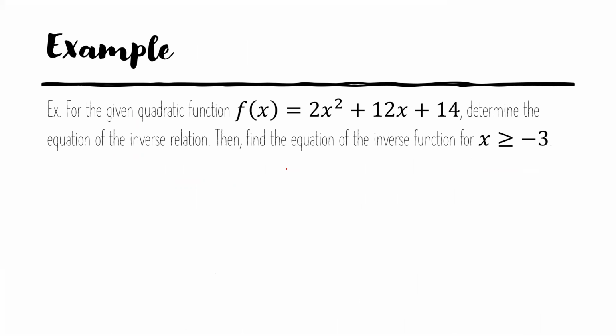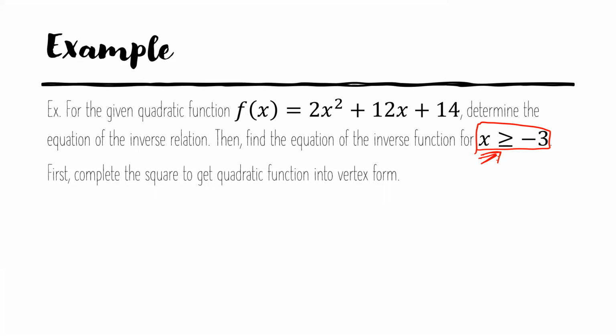We are given this function, and we're asked to find the equation of the inverse relation, and then find the equation of the inverse function itself. First, let's find the equation of the inverse relation, or actually it's going to be an inverse function, because we decided to restrict our domain. You're probably going to look at this and say, why is it specifically saying x greater than or equal to -3? I'm going to explain why.